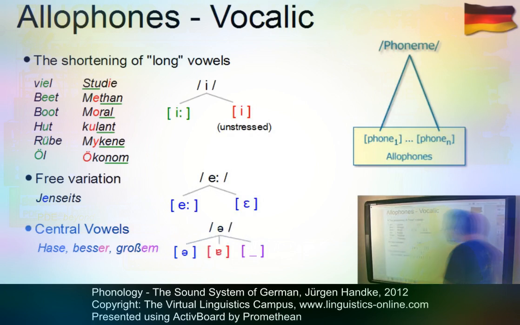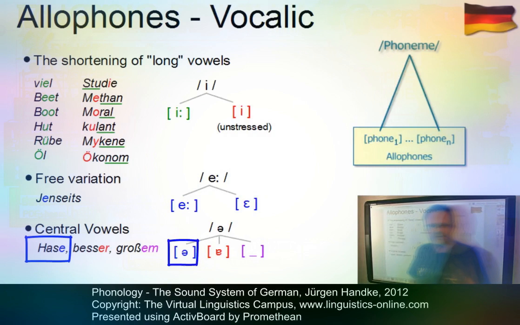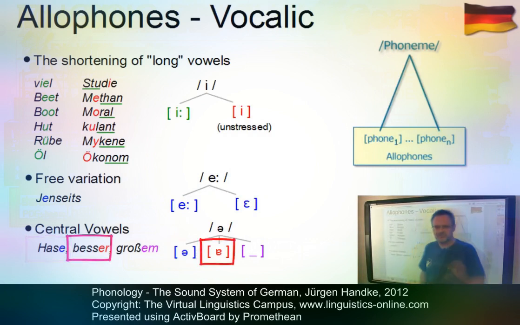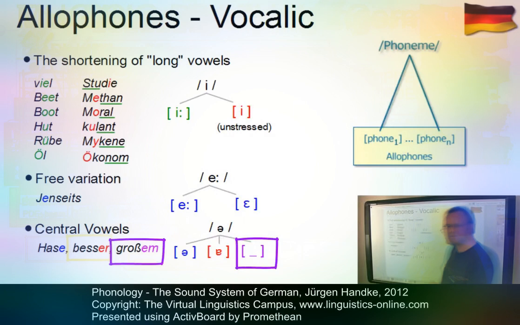Central vowels are also quite interesting in German. The schwa is generally defined as a phoneme in German, even though some of its allophones deviate considerably in terms of their vowel quality. Here are three variants. Hase, clearly a central vowel. Then we have besser, which involves in the unstressed position a low central vowel, and in the word großem the vowel is dropped altogether.